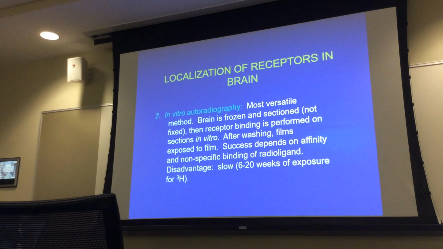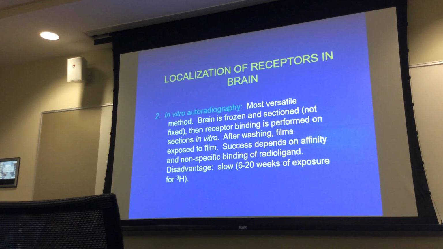After that, people began to work out techniques for what's called in vitro autoradiography. Once again, these are done in animals or autopsy human brains. And this has become the most versatile method of doing autoradiography. In this case, you don't inject the drug in vivo. It's all done in vitro. The brain is actually taken out from the animal.